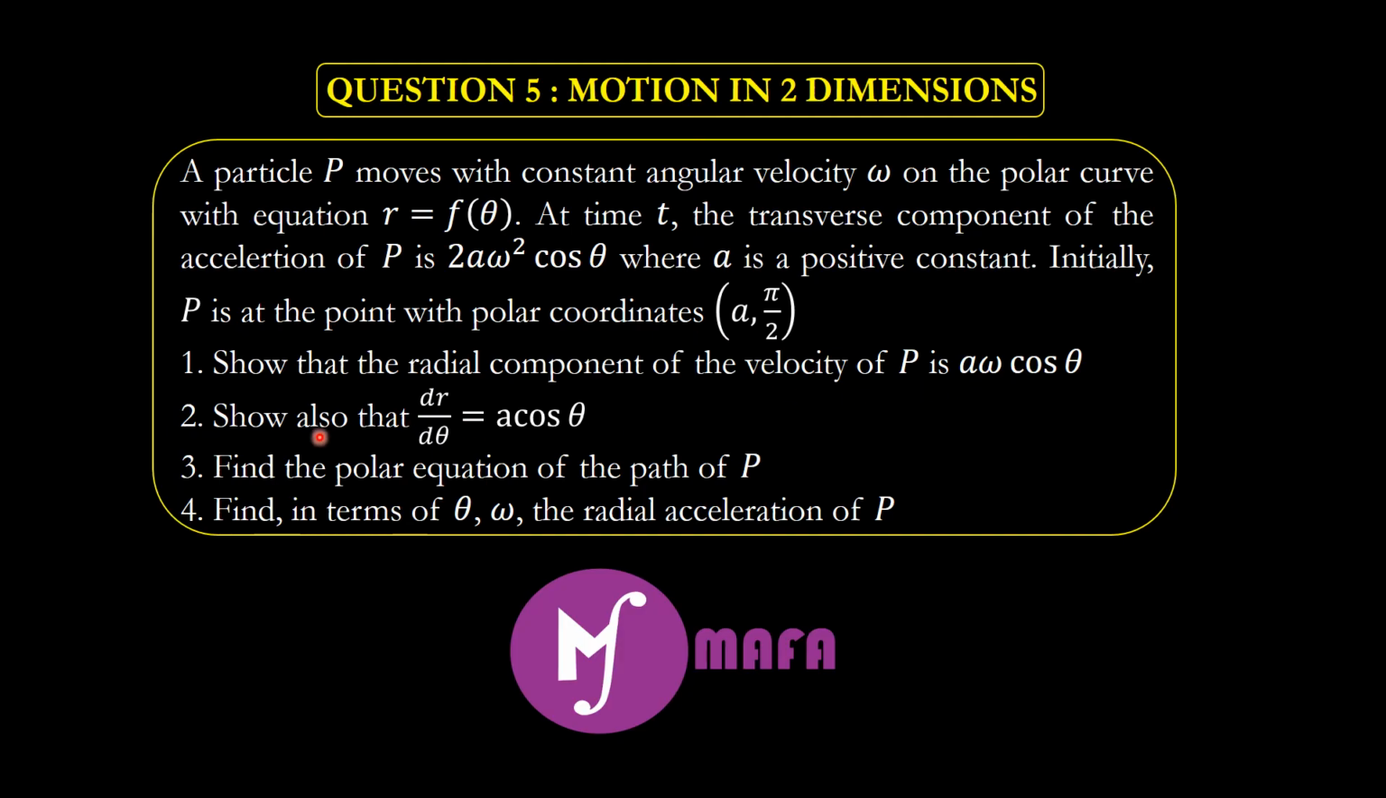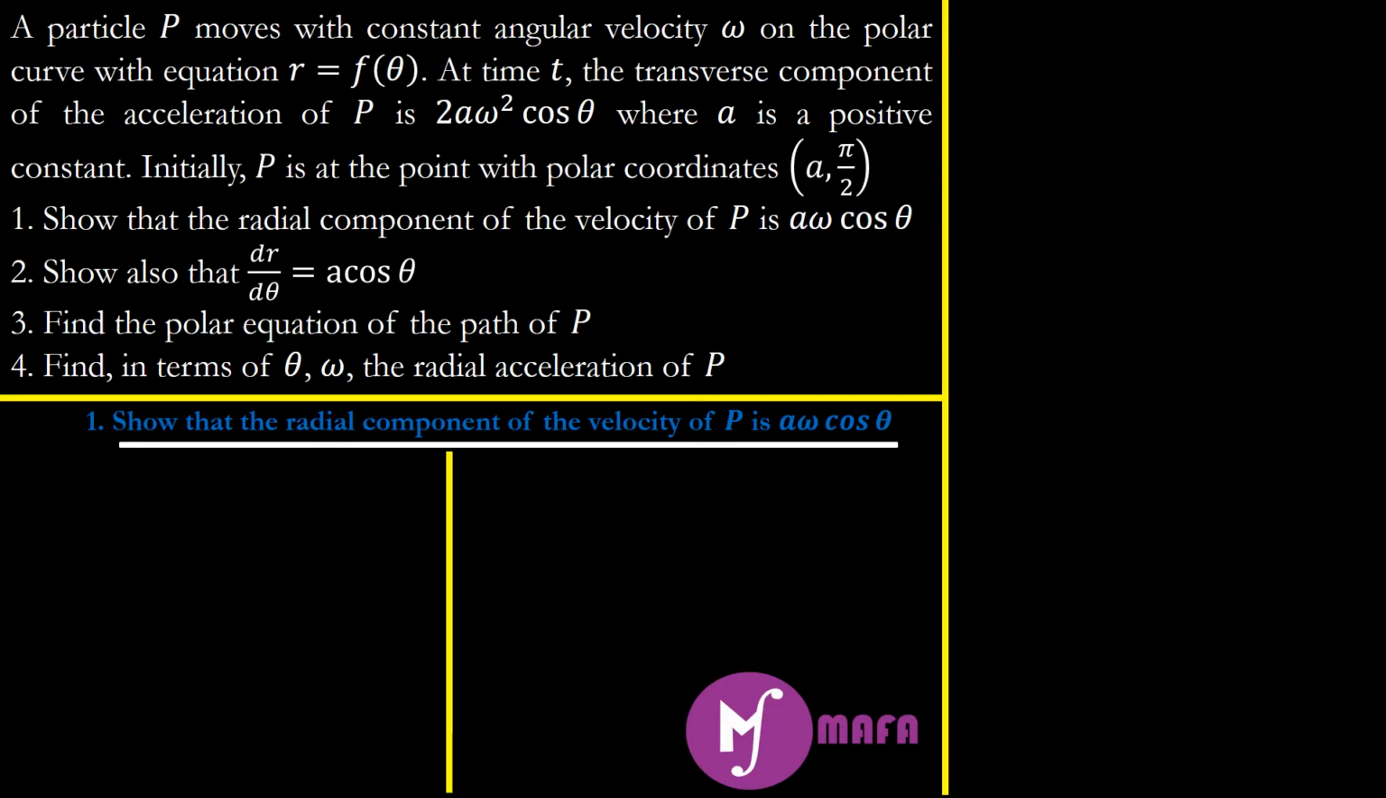Show also that dr by d theta is a cos theta. 3. Find the polar equation of the path of P, and 4. Find in terms of theta and omega the radial acceleration of P. Okay, so let's analyze the equation together. First, we have to show that the radial component of the velocity of the particle is a omega cos theta.